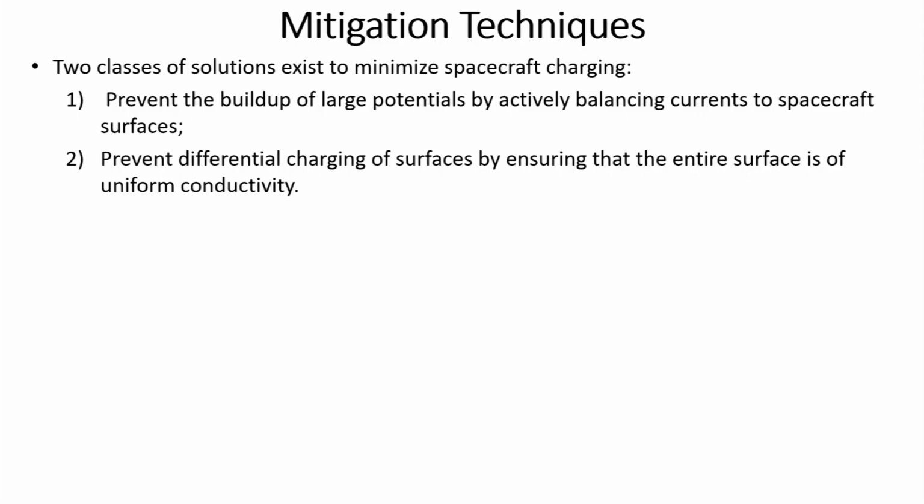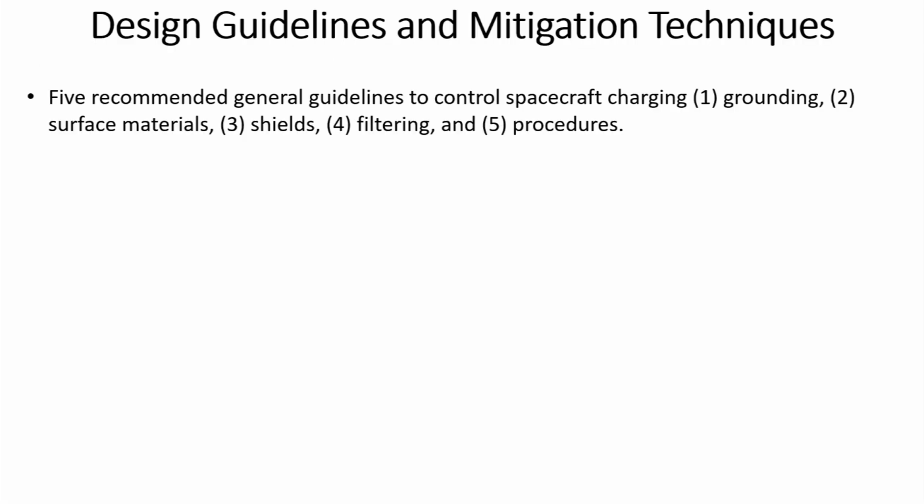A very good insulator will not be a good candidate when I consider mitigation against spacecraft charging. You also have to prevent differential charging of the surface by ensuring that the entire surface is of uniform conductivity. That also needs to be ensured. Okay, so what are the recommended guidelines for the control of spacecraft charging?